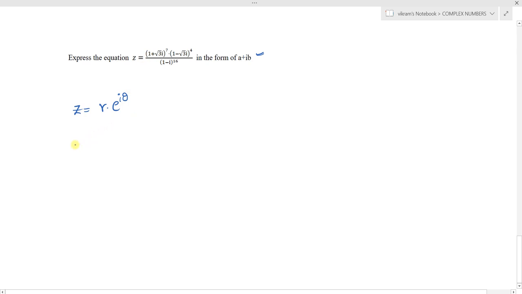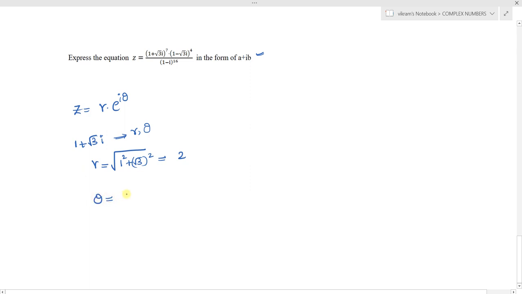First I am considering the numerator. He has given the complex number as 1 plus root 3i. For this complex number, find out r and theta. So what is r for this complex number? r equals square root of real part square plus imaginary part square. Then r is square root of 1 plus 3, which is 4, and we will get r equals 2.